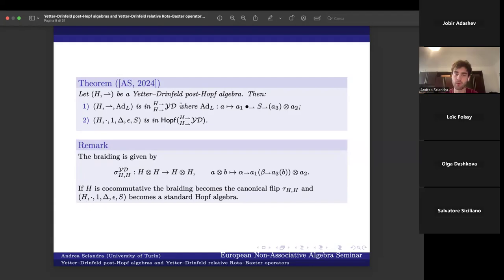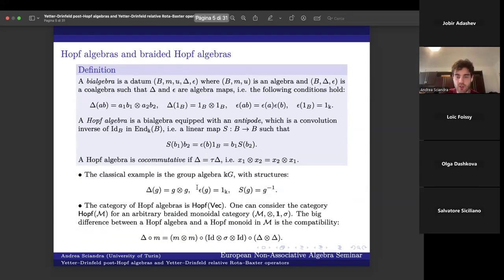In fact, a left Drinfeld module is just a left module which is also a left comodule with a compatibility between these two structures. So with the starting action, this left harpoon, and the adjoint coaction, this is a Drinfeld module on the subjacent algebra. And moreover, it is in fact a Hopf algebra in this category. So H with the unit 1, delta, epsilon, and S are not a standard Hopf algebra, but a Hopf algebra in this category here. So in fact, as we said, what changed is this compatibility condition.